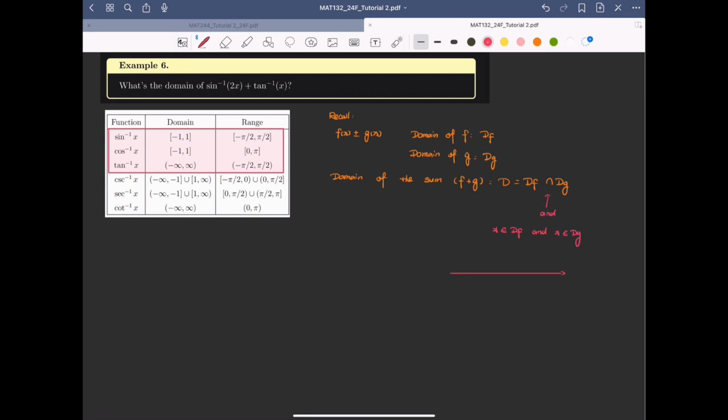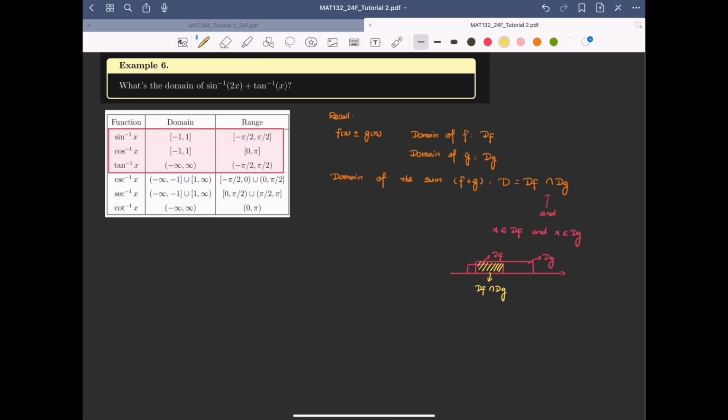So for example, let's say this is my Df, just an example, and I have a Dg that goes like this. Then the intersection is where they overlap. So that will be the middle part where the overlap is. So this part would be Df intersect with Dg.